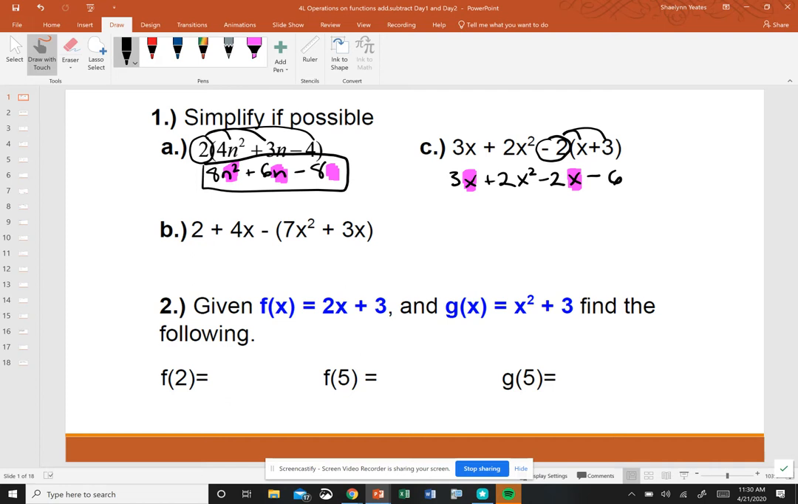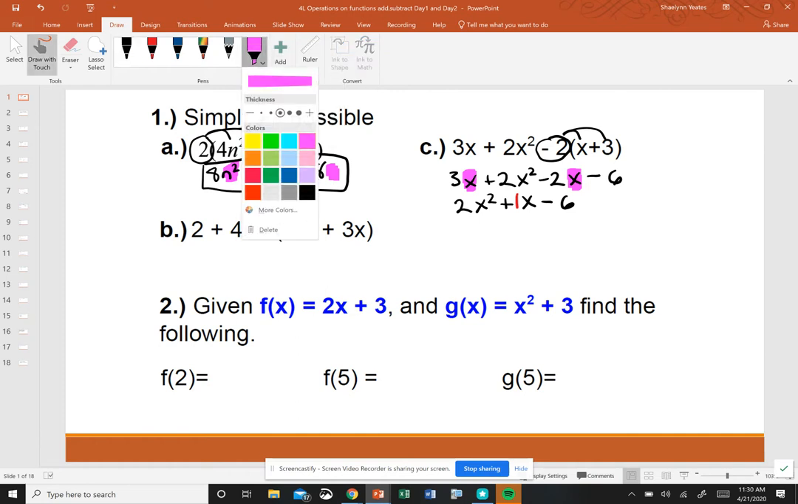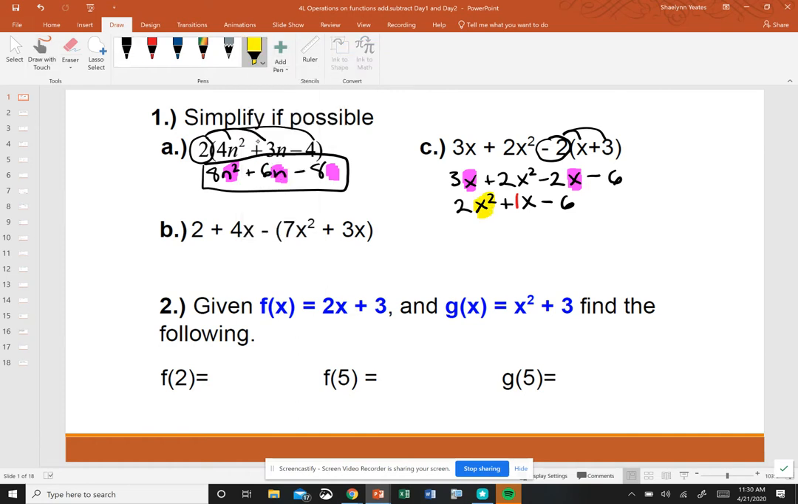So negative 2x plus 3x is an x, a positive x. So I have 2x squared plus 1x. If you want to put the 1 there, you can. I'm going to put it in red so you know it's not necessary. And then minus 6. Now, if you notice, everything is different. So I have an x squared, an x, and no x. So nothing can be combined. So this is as simplified as it can get.